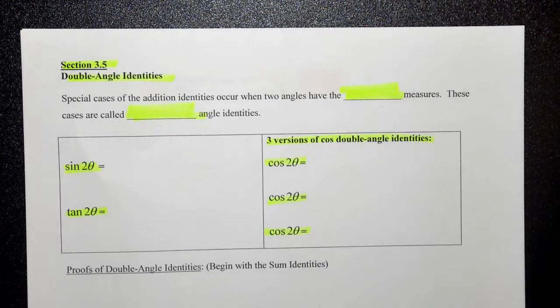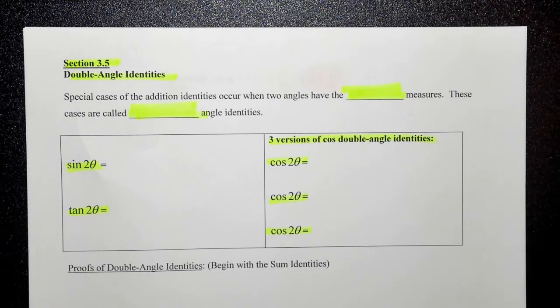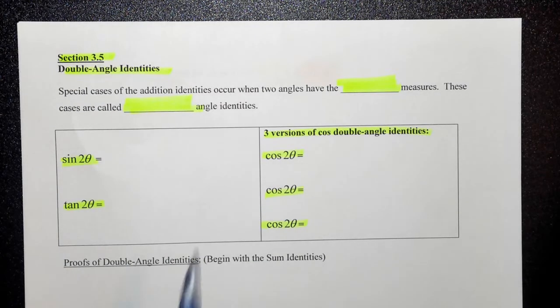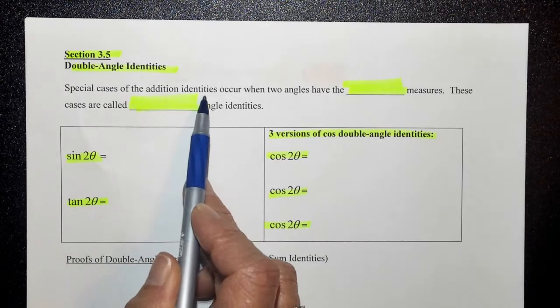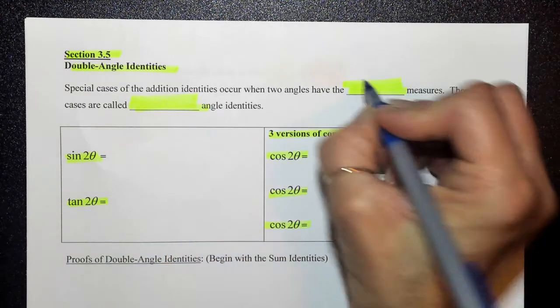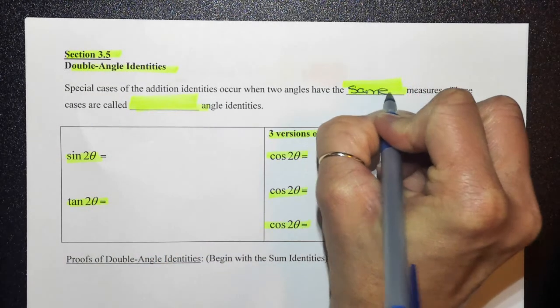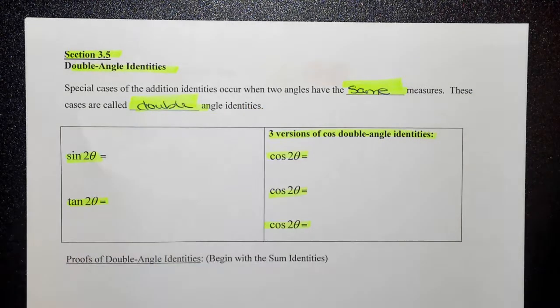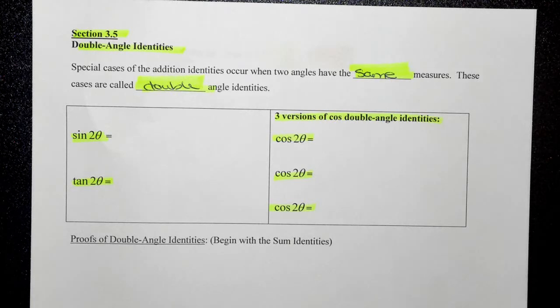Okay, we are going through our last section in Unit 3, double angle identities. And these are special cases of the sum or addition identities that occur when two angles have the same measure. Okay, and these cases are called double angle identities. So what's going to happen here is I'm going to give you all of the identities, and then I'll go through and take care of the proofs.